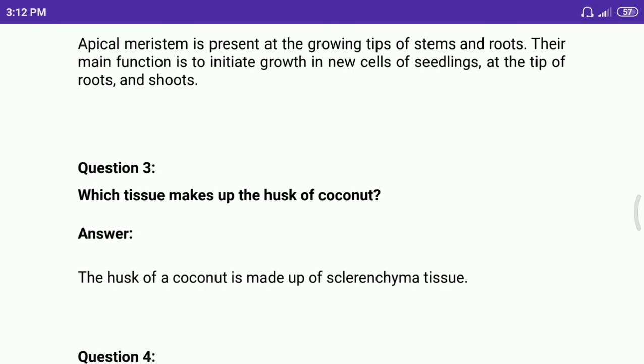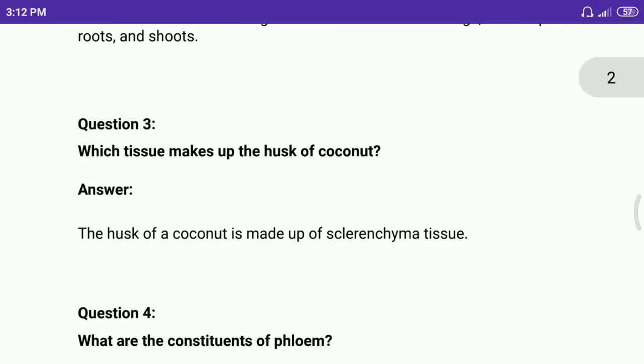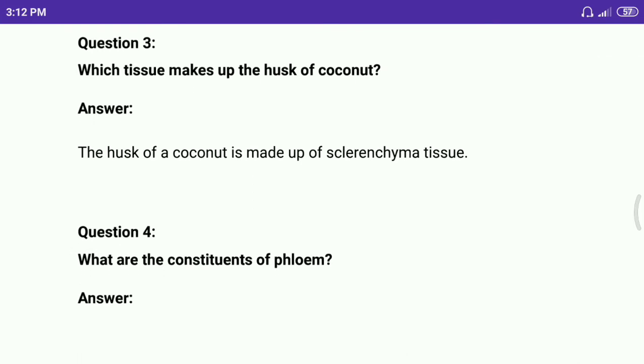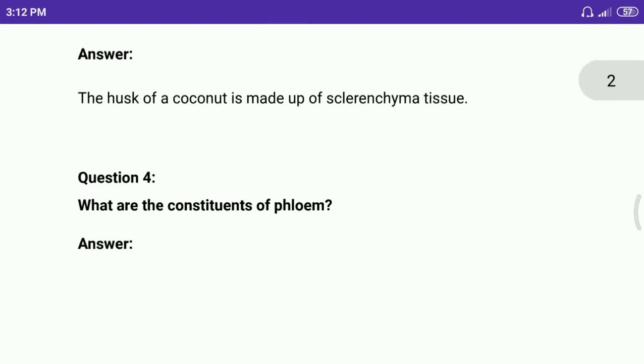Question 3. Which tissue makes up the husk of coconut? Answer: the husk of coconut is made up of sclerenchyma tissue. Sclerenchyma tissue is a dead tissue. Okay, the sclerenchyma tissue is made up of dead cells.